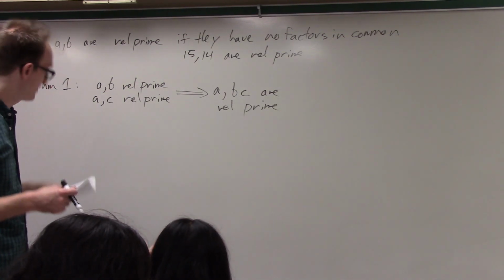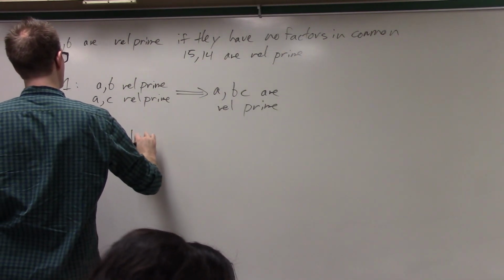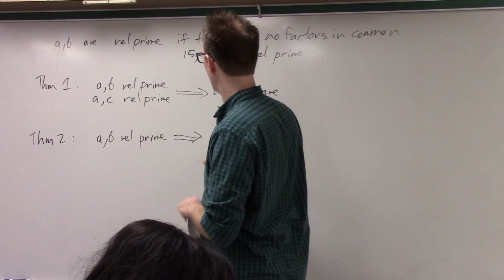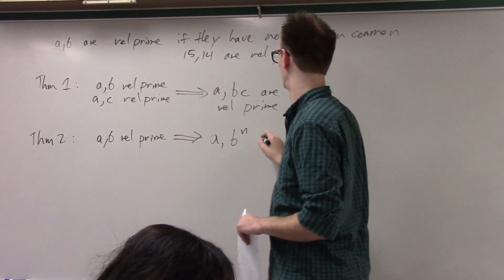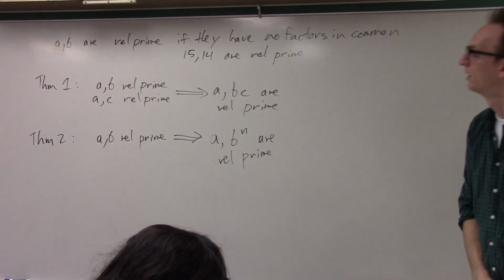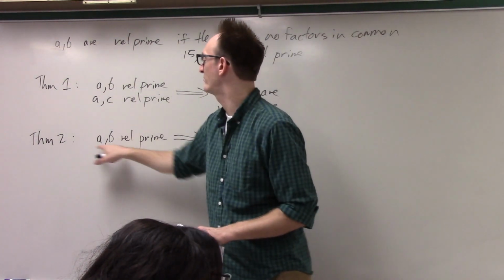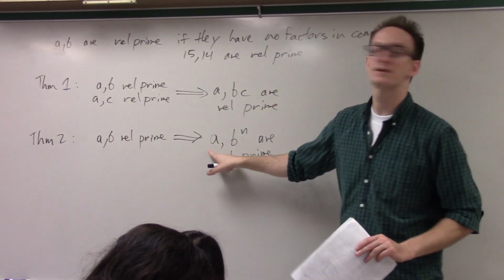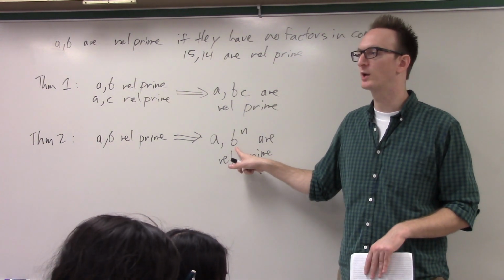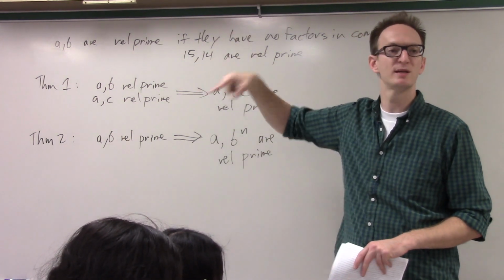Okay, alright, theorem 2. If A and B are relatively prime, then A is also relatively prime with any power of B. This also makes complete sense, right? If A and B have no factors in common, then A is not going to have any factors in common with just a whole bunch of B's all multiplied by each other. Can I get vigorous head nods if you're cool? Okay. In fact, theorem 2 is just an application of theorem 1, where C is just another B, and then a bunch of them.